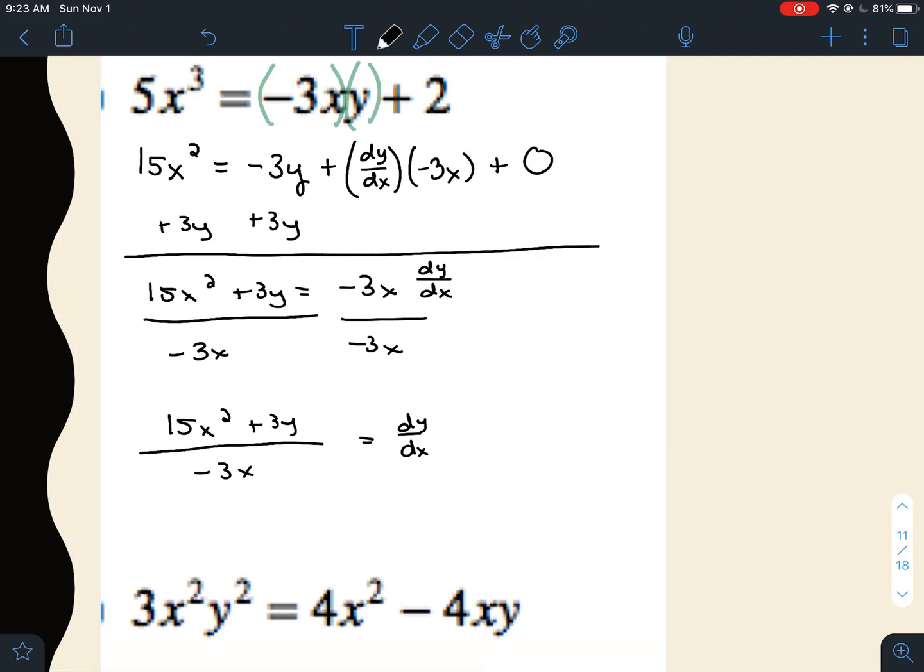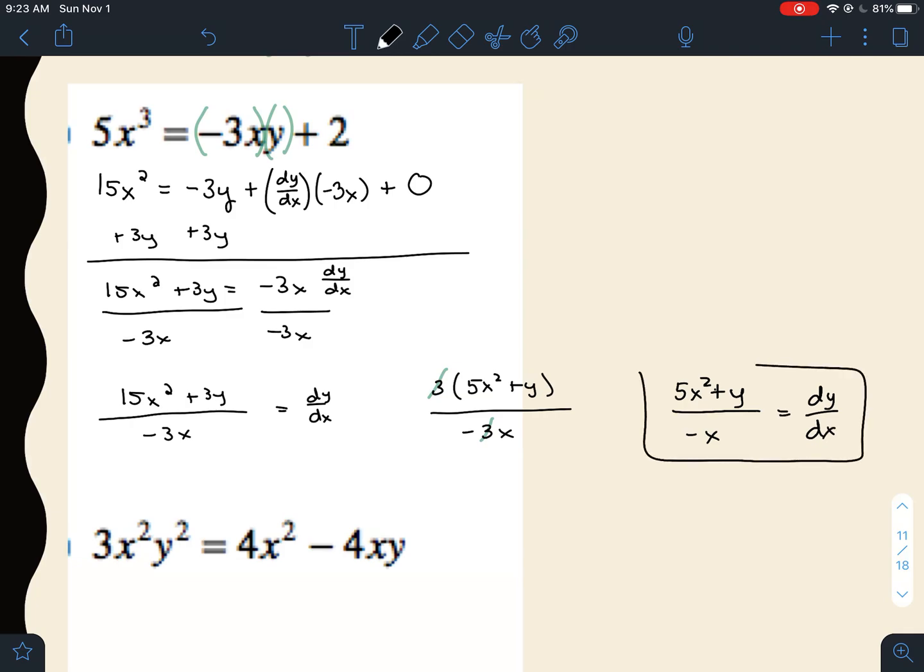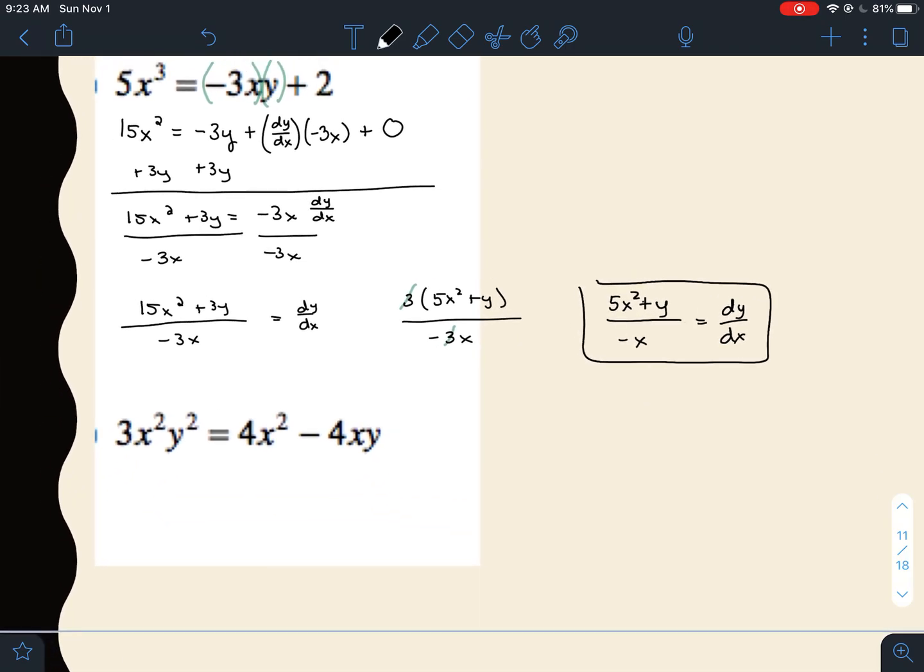And if you notice, every term can be divided by 3, or you can factor out a 3 from the numerator. And if I factor out a 3 from the numerator, I get 3 times 5x squared plus y over negative 3x. And then those 3's can cancel. And so if you wanted to reduce this derivative, you would get 5x squared plus y over negative x equals the derivative dy over dx.